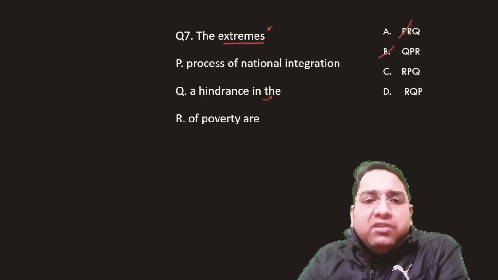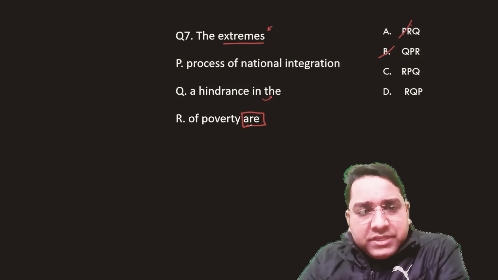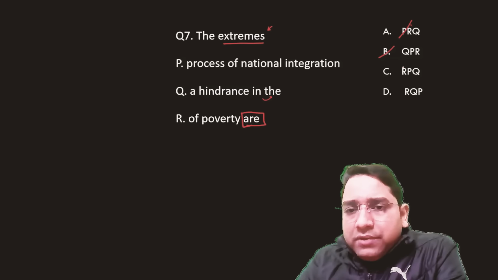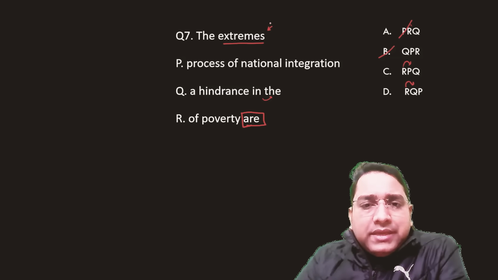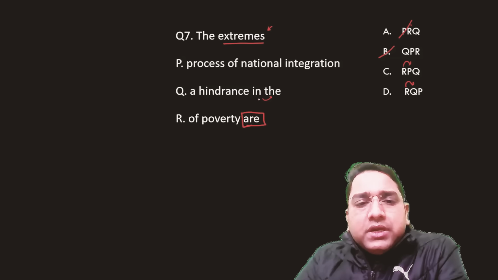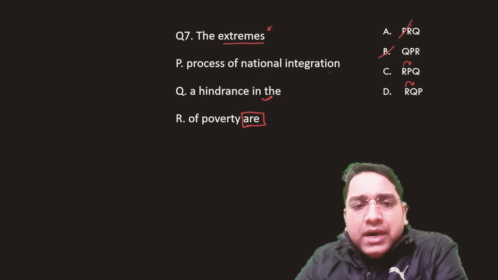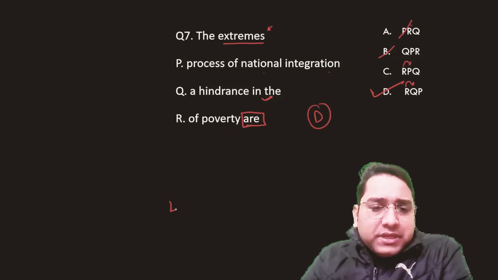The extremes of poverty are. This makes sense. R would be the first line. Now you have to verify whether P will come after R or Q will come. So in the extremes of poverty are a hindrance in the process of national integration. So RQP. D is the right. Okay. So this was level 1.